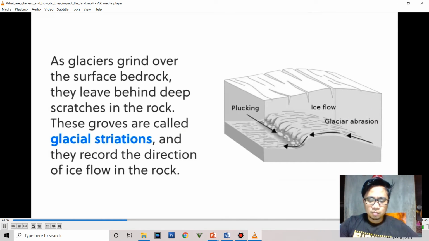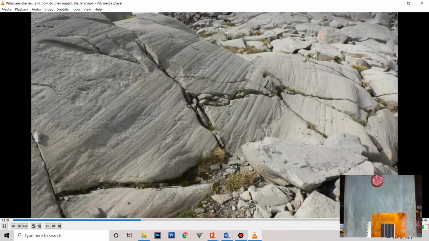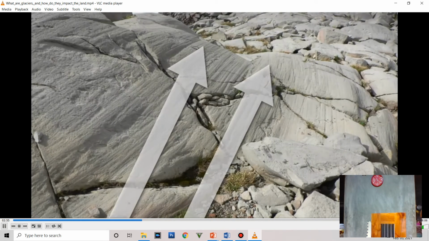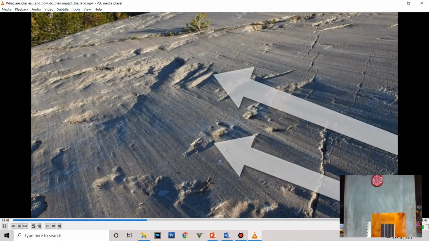As glaciers grind over the bedrock, they scratch it. They leave behind marks and grooves that are called striations. And these striations are important because they reveal the direction that the ice was moving before it melted. You can see them plucking and grinding away at the rock beneath, resulting in something like this. And by looking at those striations, we can draw an inference about what direction the ice was moving. And we see them here as well.